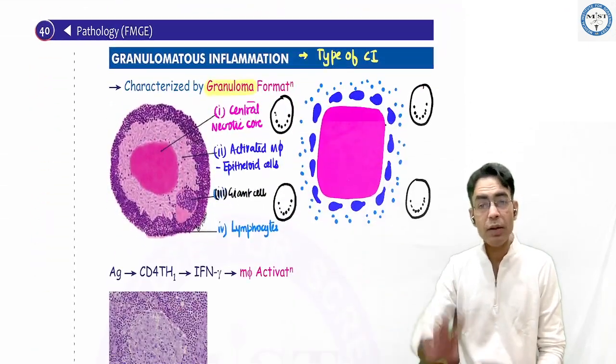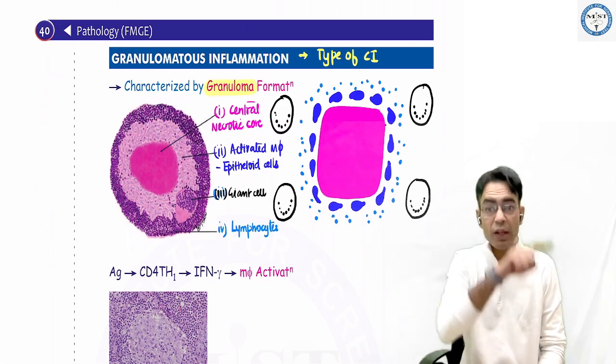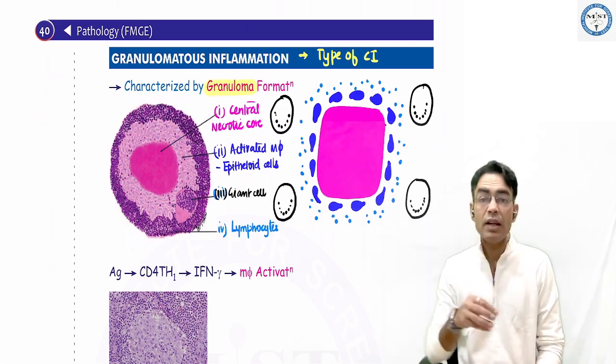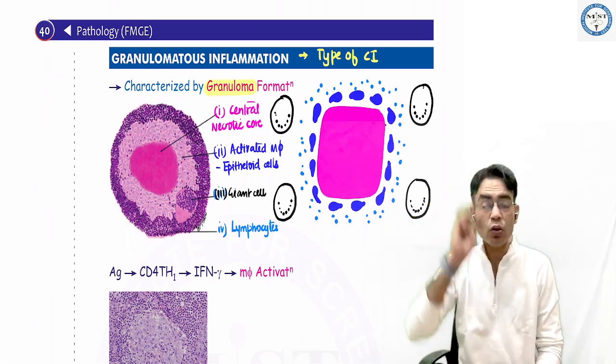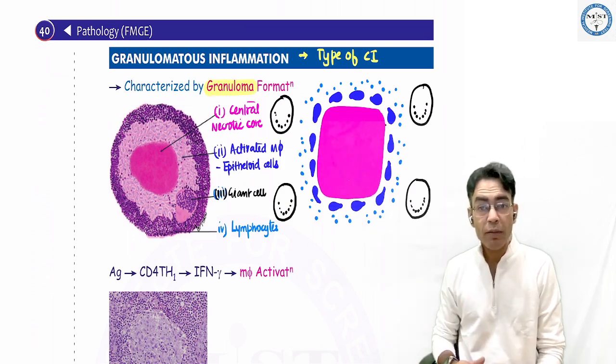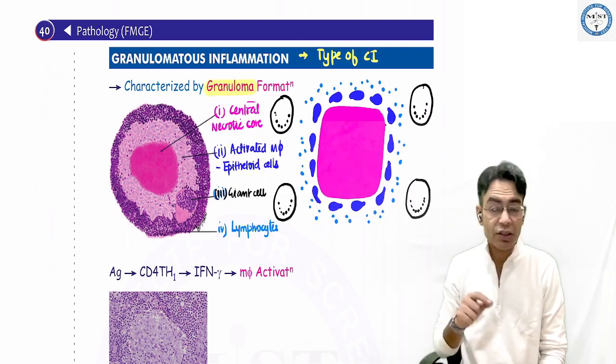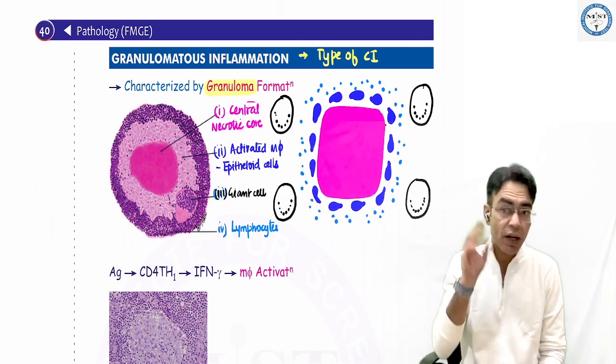Then your granulomatous inflammation, four components of granuloma: central necrotic core, epithelioid cells or activated macrophages, your lymphocytes, and the fourth component is giant cell, the giant cell outside. Now, why would a granuloma be formed? If the pathogen is too dangerous, then do you remember I gave you that story where the army will come, surround it, and kill it?